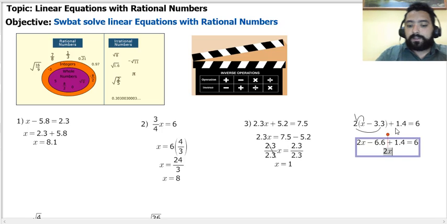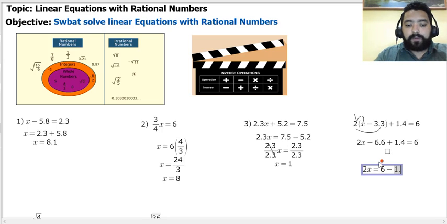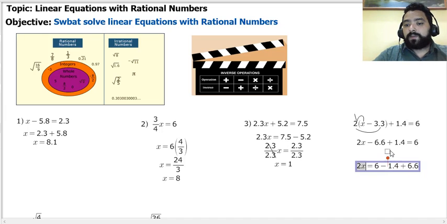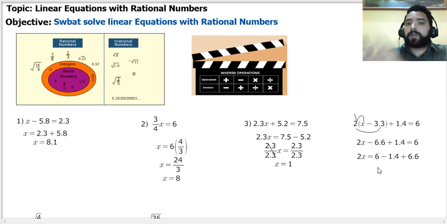Now we have 2x equals 6 minus 1.4 plus 6.6. Remember, you need to arrange variables and constants. So we have 2x, and then equal, we are going to arrange the constants. We have 6 here, and we don't change its sign because we don't move it. The 6.6 is negative, so we pass it to positive. The 1.4 is positive, so we move it to negative.